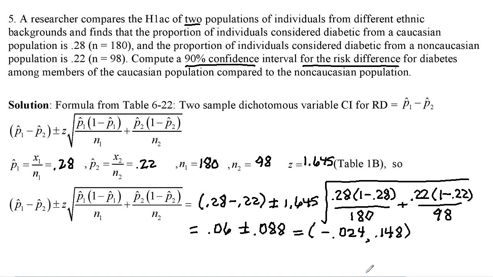And we're 90% confident that our risk difference is inside this interval. And notice that interval contains 0, so that means that we can't make a conclusion about whether our risk difference is greater than 0 or less than 0. Okay, so you should be able to finish up all of the problems for homework 4.